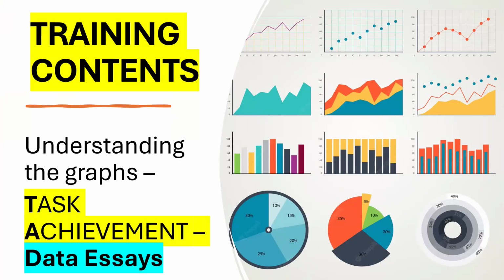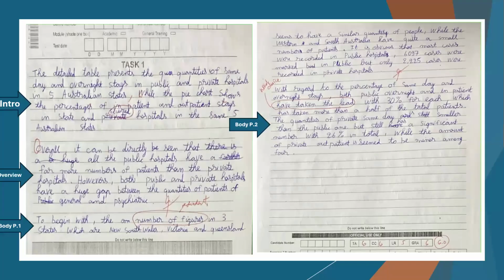In the previous meeting, we covered the overview for IELTS writing task 1. So today we're going to explore more on how to upgrade our scores or skill in achieving tasks in IELTS writing task 1, mainly data essays. Now, here's a quick look at the entire writing task 1 essay. There is an introduction, an overview, body paragraph 1 and body paragraph 2.